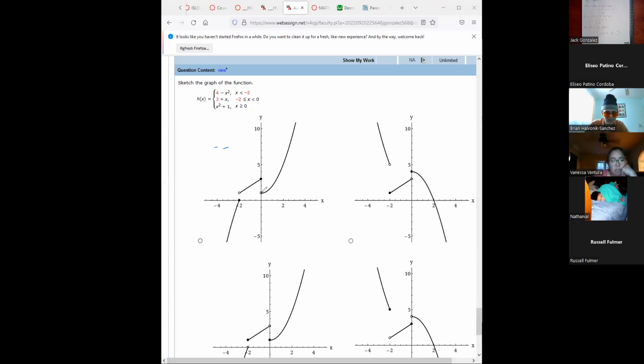Like notice how this is open right here. So this is wrong because it's not supposed to be open. It has an equal to. Right. This one's wrong because the parabola is facing downward. This is a positive parabola. If there's a minus in front of the x squared, then yeah, it's going to be mirrored or reflected. Okay.